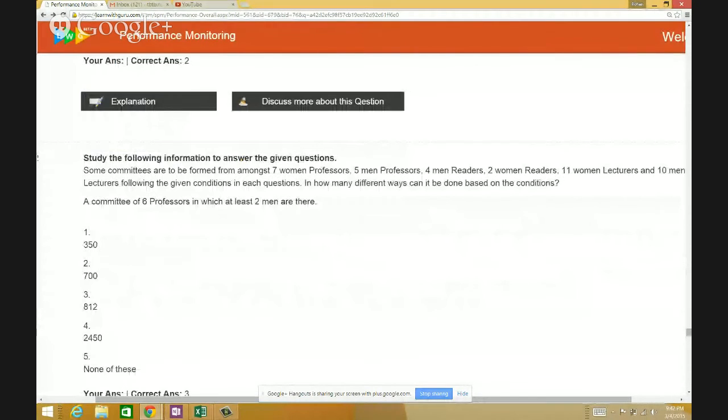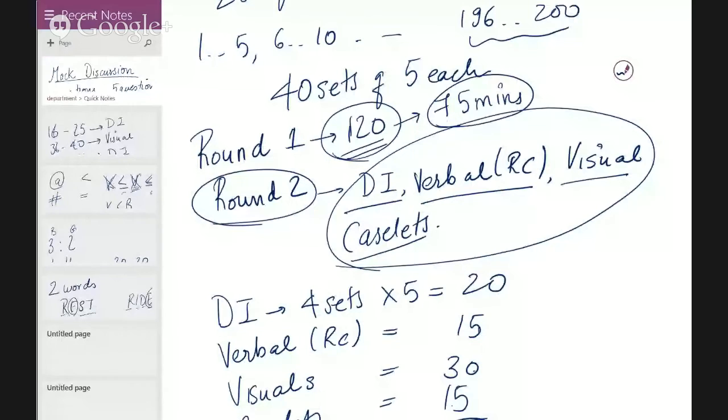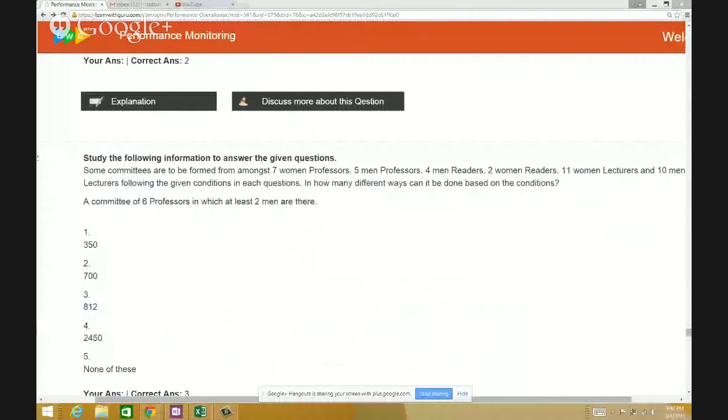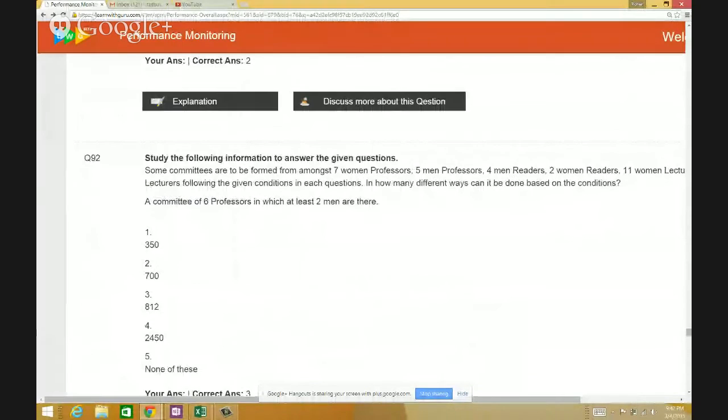Committee of 6 professors and at least 2 men are there. Now, 6 professors you want, right? You need at least 2 men. At least 2 men will be 2 men, 3 men, 4 men, 5 men, 6 men. Like, this is a nice one. Total number of professors that we have, I'll just explain this to you: we have 7 women professors and 5 men professors.